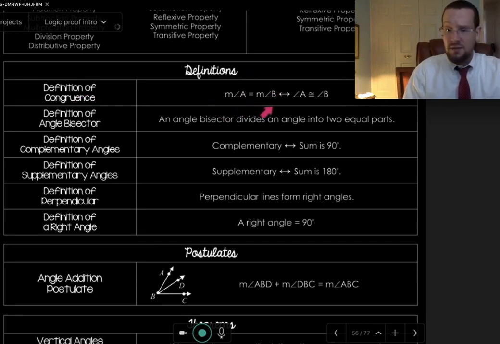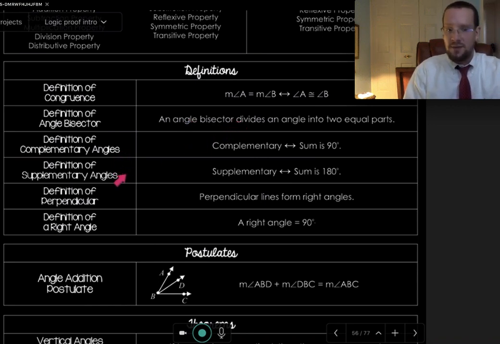Well, just like the definition of congruence with a segment, where two segments had the same measure, then they were congruent. Two angles have the same measure, then they were congruent. It goes both ways. If the angles are congruent, they have the same measure. If they have the same measure, then they are congruent. Bisector, this is just like a midpoint. It divides an angle into two equal parts.